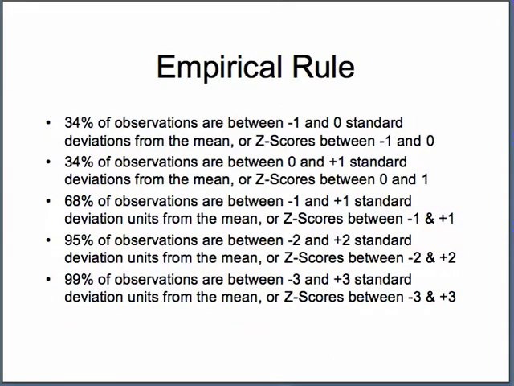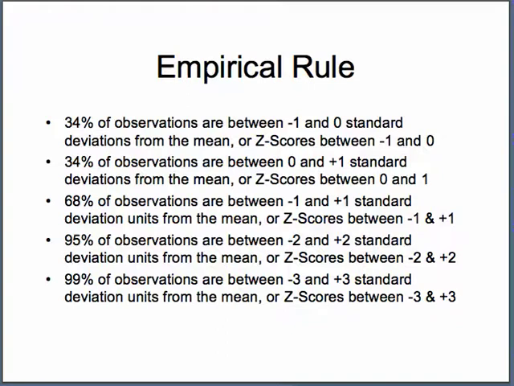We can further use the empirical rule to understand just what percentage of observations in a sample of data lay within certain standard deviation units of the mean value. We start with 34% of all observations lying between a z-score of -1 and 0, and 34% of all observations lie between a z-score of 0 and 1. Thus, 68% of all observations are between a z-score of -1 to +1, or a little above 2/3.